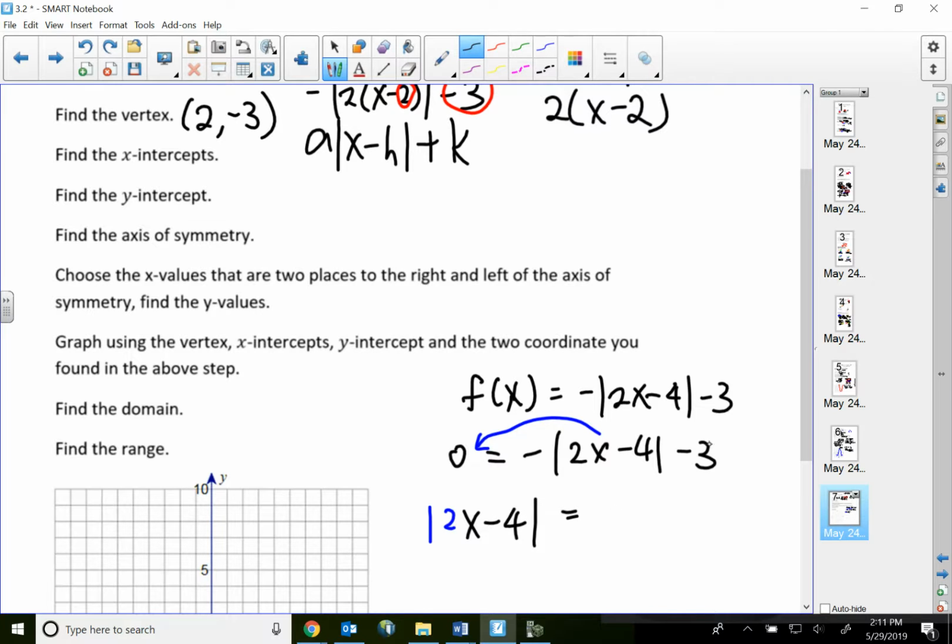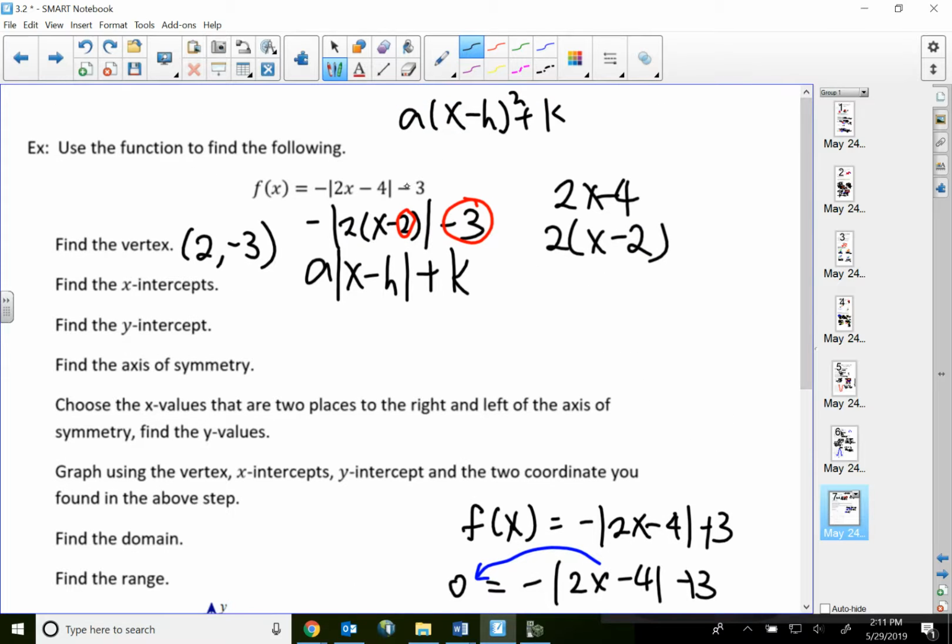Oh, my bad. This is not negative 3. It's supposed to be plus 3 right here. Let's change that to a plus 3. If I change that to a plus 3, my vertex will also change to 2 comma 3. That was my fault. There's a typo on the handout. So change the negative 3 to a positive 3.